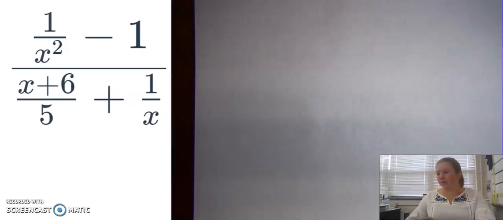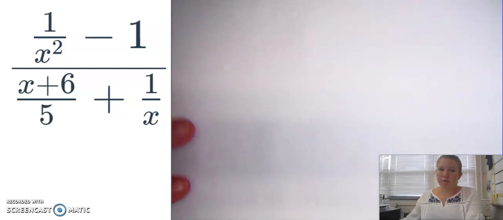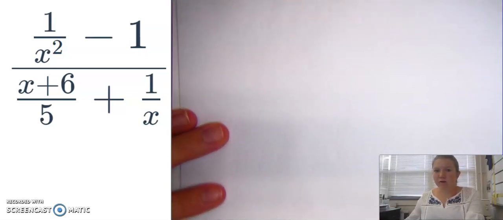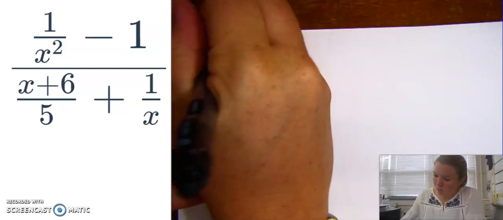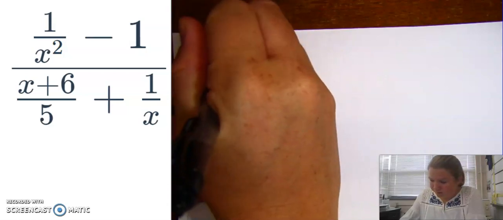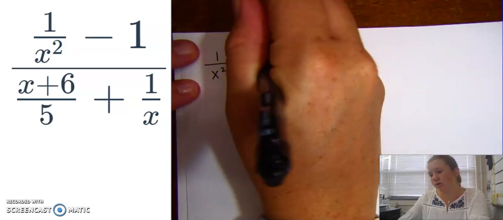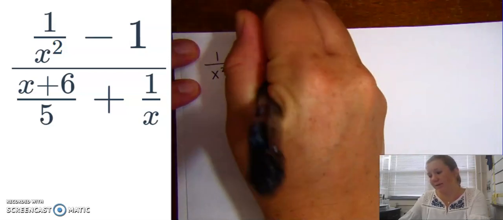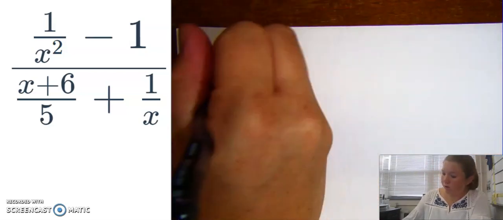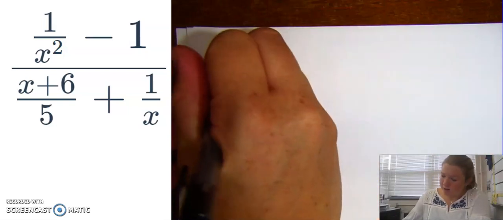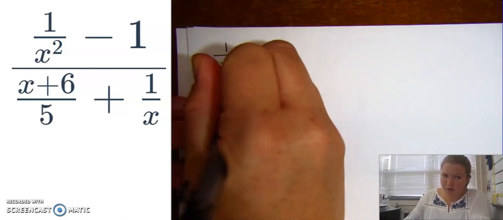Our first example, go ahead and take a minute and write that down in your notes. You can see in the numerator we have a fraction and then minus 1. So I'm going to go ahead and rewrite that 1 as a fraction, 1 over 1. And then in the denominator we have two fractions already given.